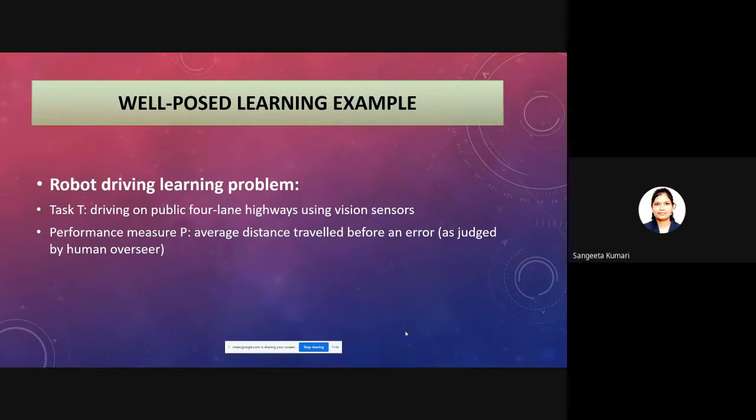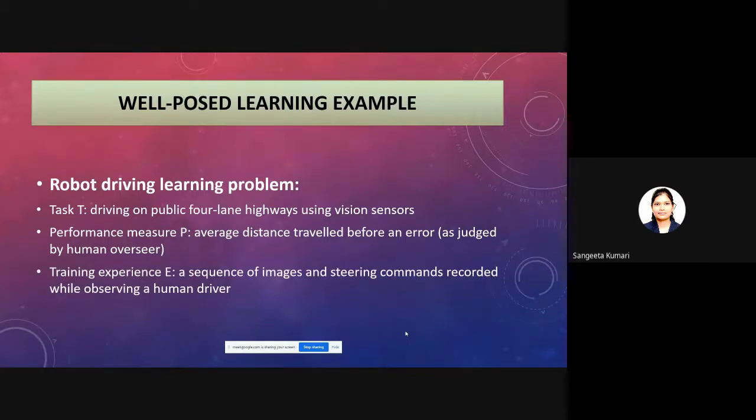Performance measure: how much distance that robot has traveled without error, wherever the brake should be applied, was it applied, was the accelerator applied at the proper time or not. So all these things, as a human overseer, we need to see, without making any error, whenever some obstacle comes, it could be suddenly also, or something is passing, how this robot has behaved that time, right? So that is what the performance measure P is.